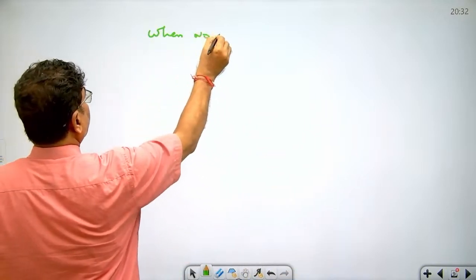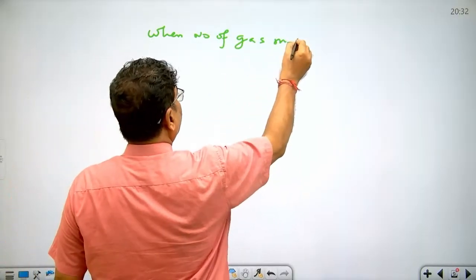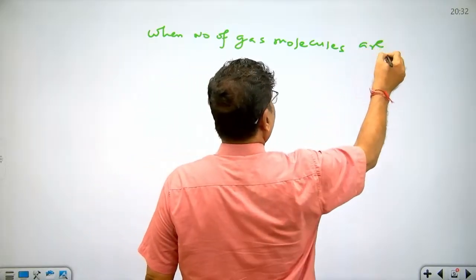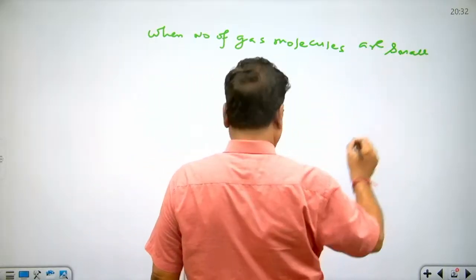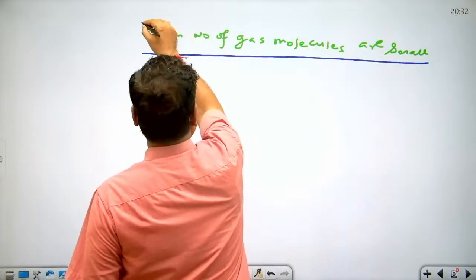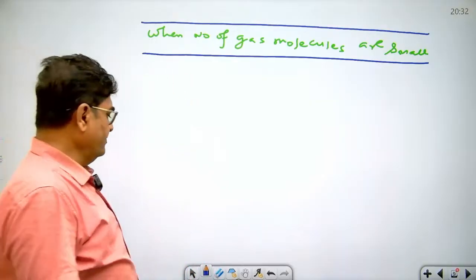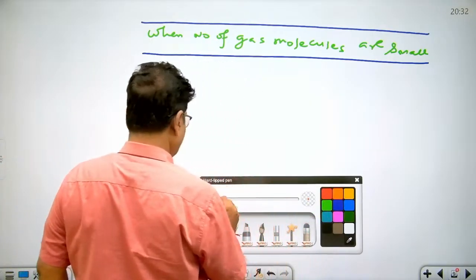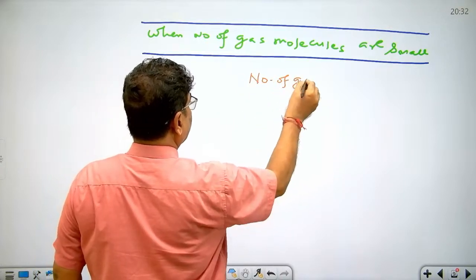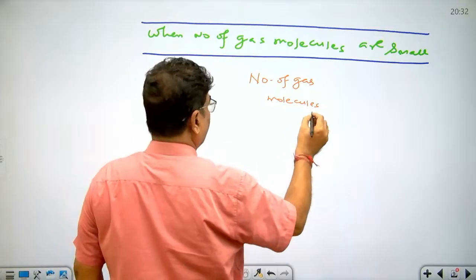When number of gas molecules are small in the sample, okay, then how we will solve the problem? Let us assume this is a list of number of gas molecules and this is their speed.